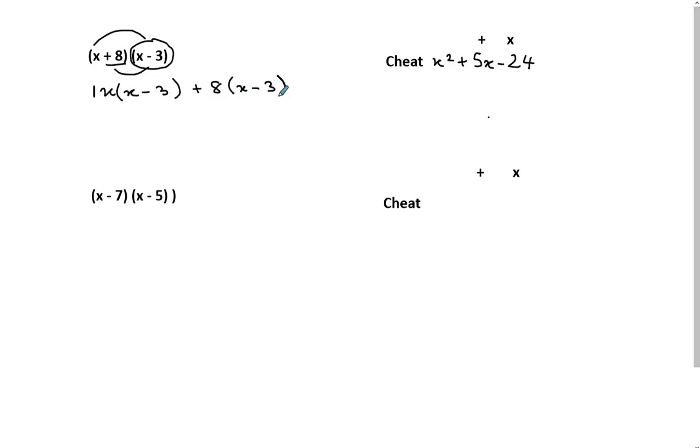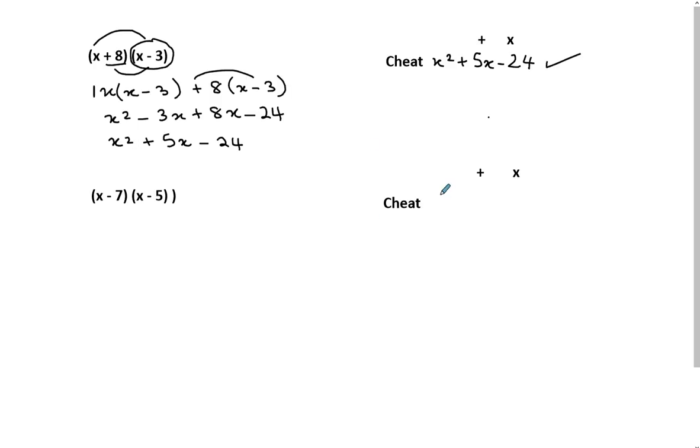And expand it away. You get x squared minus 3x plus 8x, and positive times negative is negative, and 8 times 3 is 24. Collect like terms. You've got x squared plus 5x minus 24. And it agrees with your cheat answer, and you tick and you say, God, I'm good.